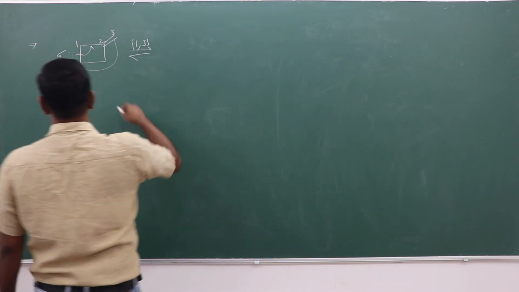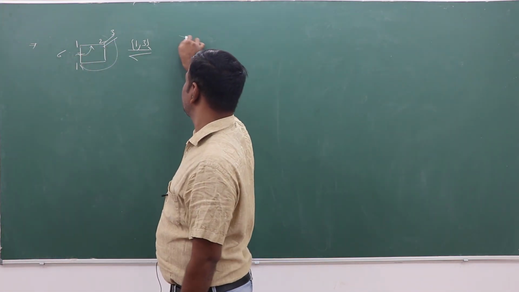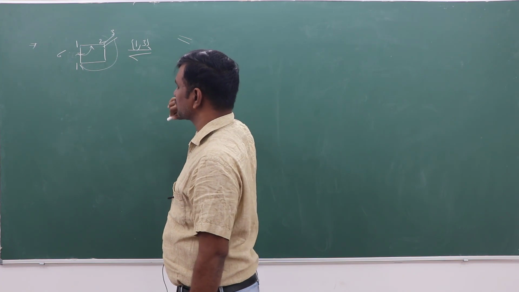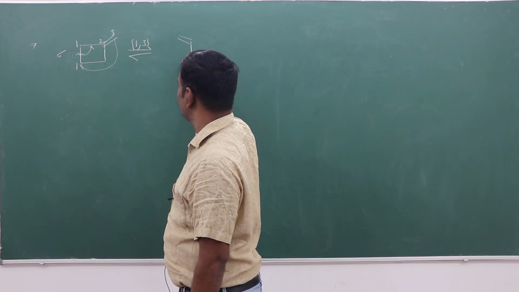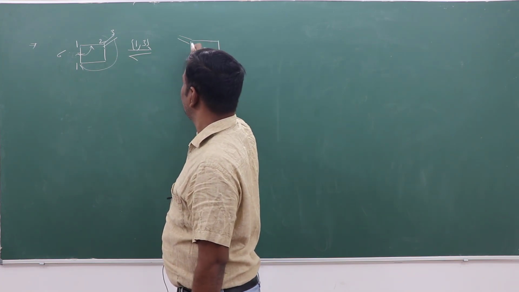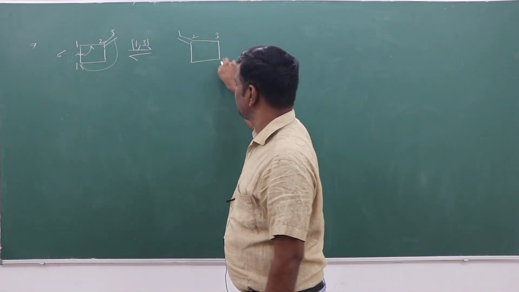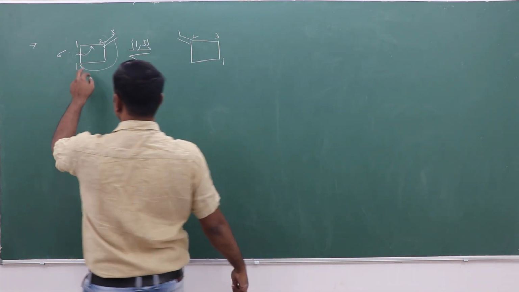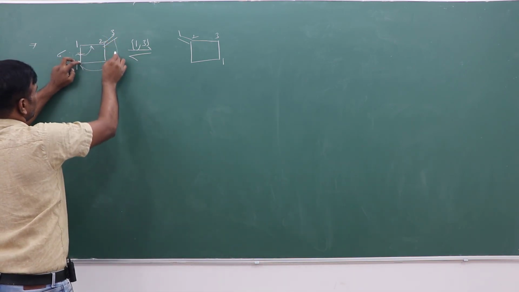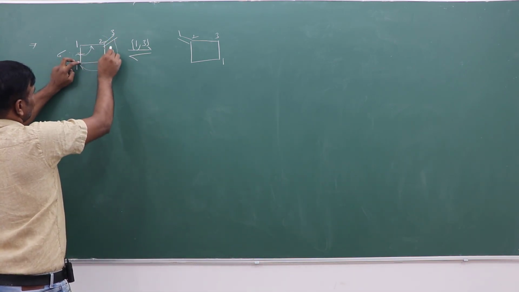Right? So what will happen here? Between the 1 and 2 positions, a double bond is there. And the 3 and 1 positions: this is the 1 position. Here it is like this.